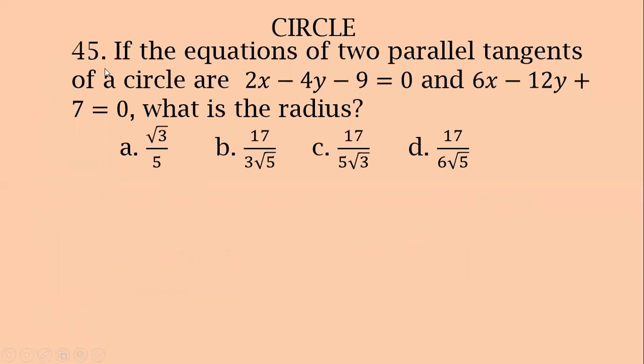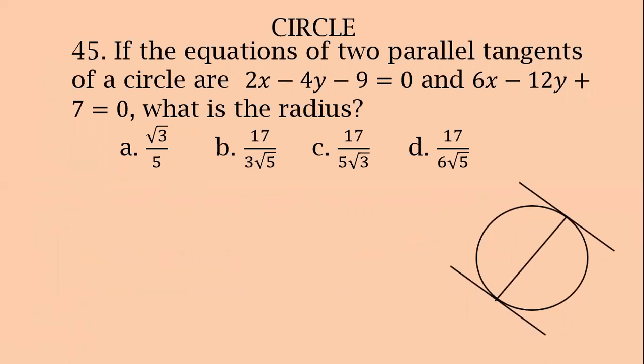If the equations of two parallel tangents of a circle are this and this, what is the radius? If we draw the figure, it will be easy to understand. You see, these are the two tangents and they are parallel. So the distance between these two parallel straight lines will be the diameter of the circle. If we can find the diameter, we can find the radius.